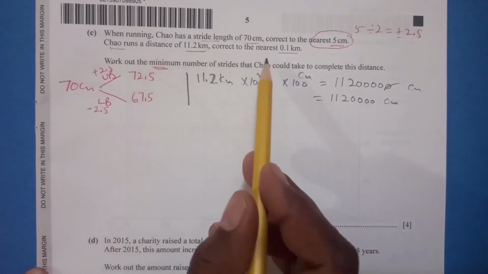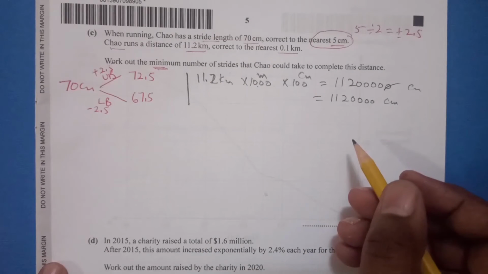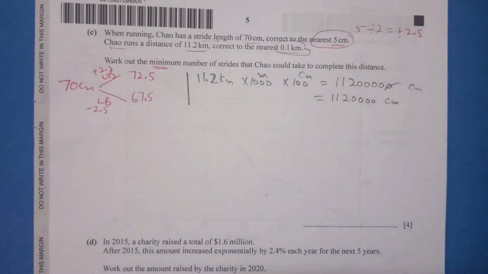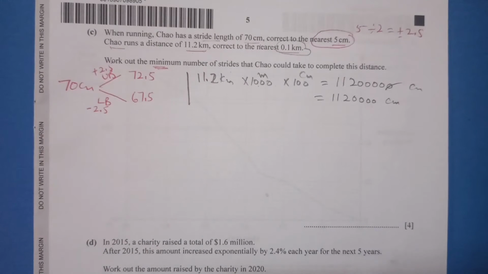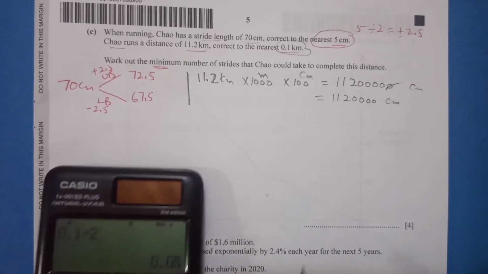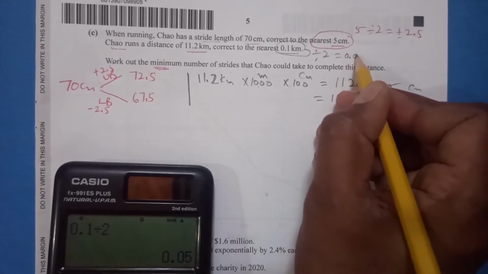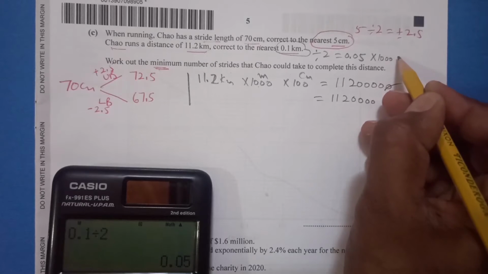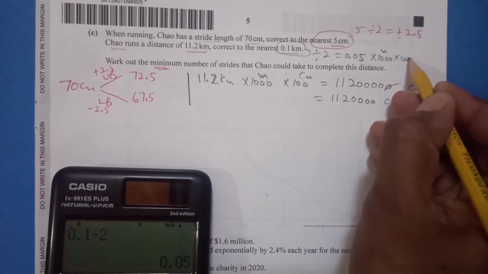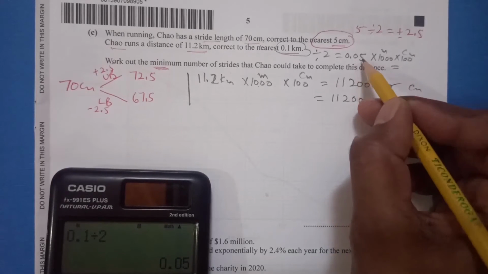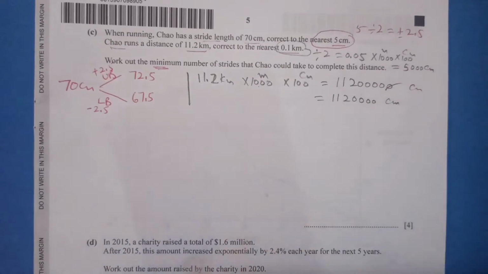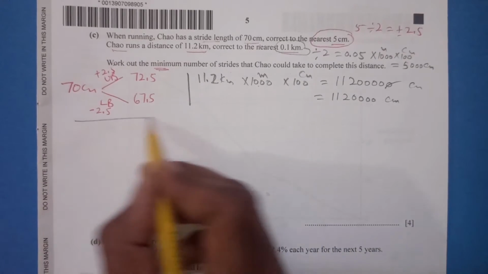Now we need to have the lower and upper bound of this also. So for this one, we are going to divide 0.1 by 2, it's 0.05, right? And again, this is kilometers, we have to convert this by times 1000, which is meters, times 100, that will be centimeters. So 5, the 2 zeros will be gone, it will become 5000 centimeters, right? So we are now going to take the upper and lower bound for this one.